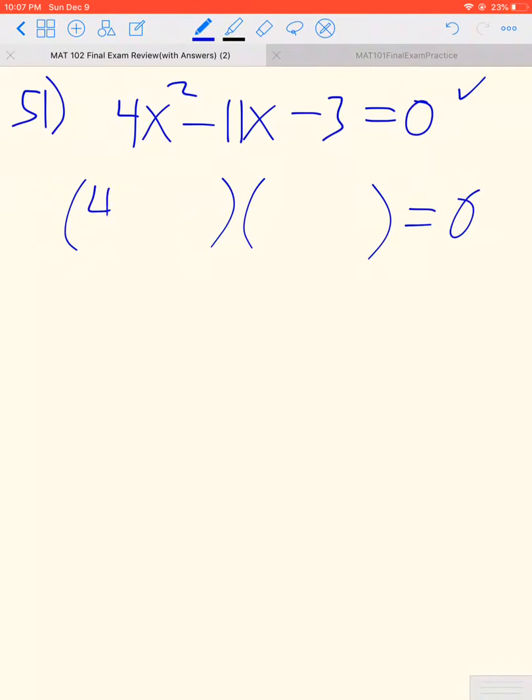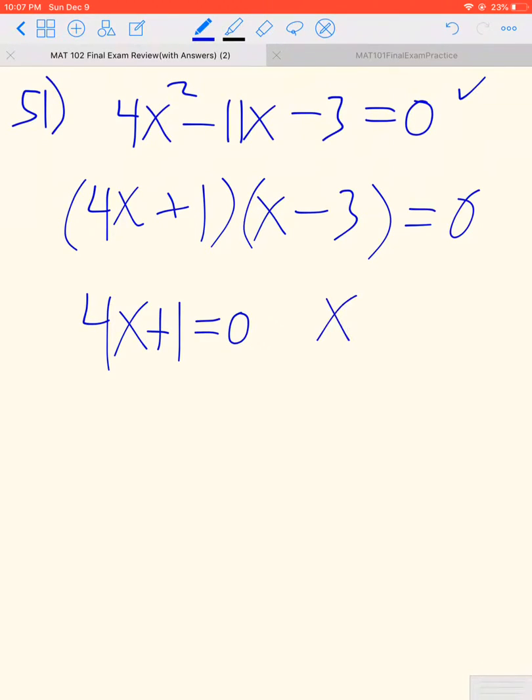This will factor as 4x and x, 3 and 1, and the sign should be a minus and a plus. If you have it factored, you can just set each factor equal to 0 individually, and then solve each of those equations.